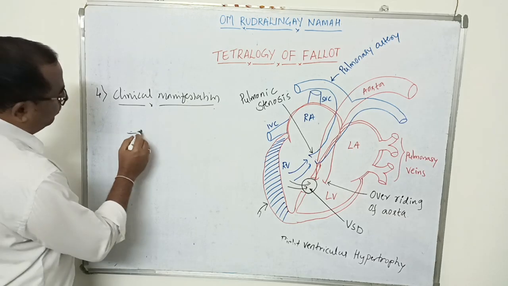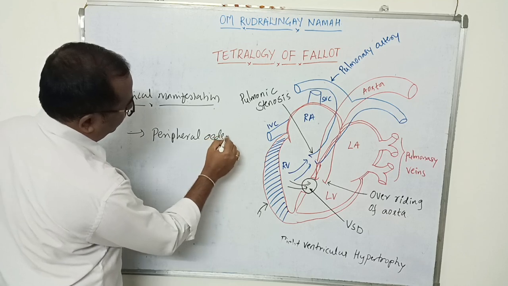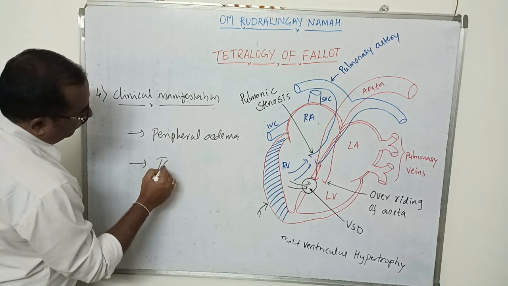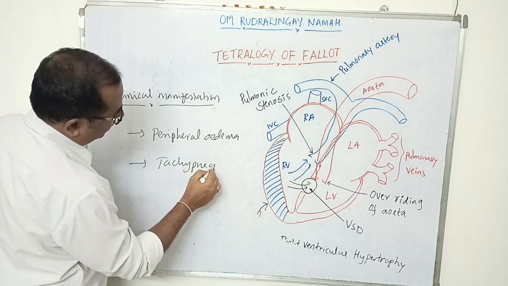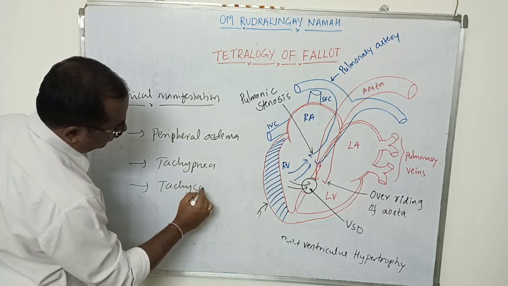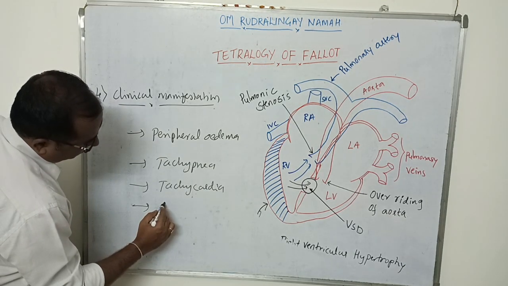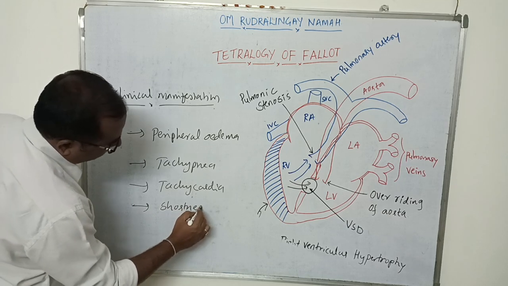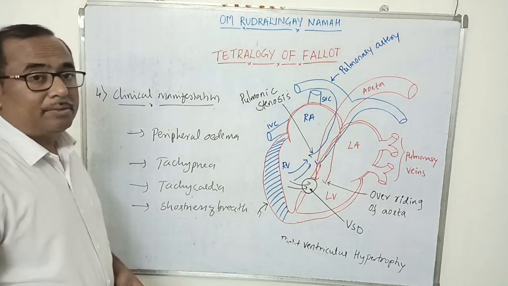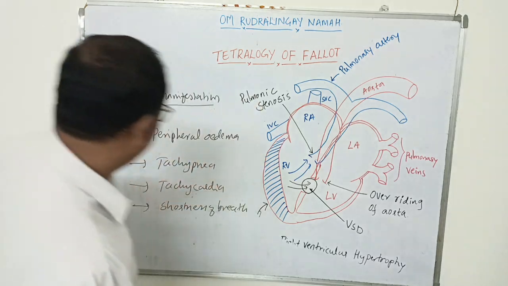Okay, next what else will the baby have? There will be peripheral edema. Peripheral edema will be there because of backflow of blood from right atrium to the superior vena cava and inferior vena cava, and there will be tachypnea, increased respiration rate. Okay, tachycardia. Then there will be shortness of breath. Mainly the cyanosis will be present in case of tetralogy of Fallot, as this is a cyanotic congenital heart disorder.